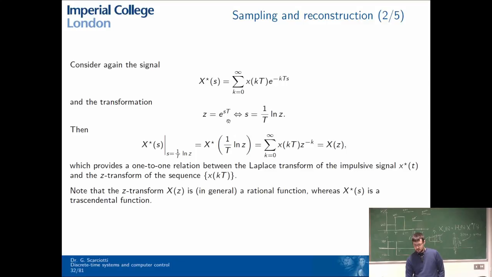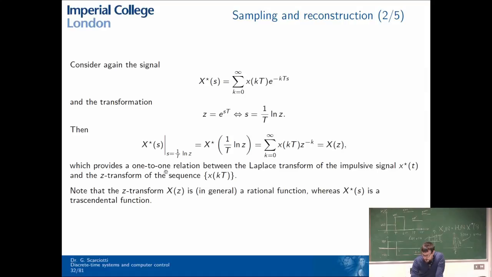So if Z is equal to e power S capital T, this means that S is equal to 1 over T natural logarithm of Z. So we have just inverted this expression. Now we take X star of S and we replace S with this expression. We get X star of 1 over T logarithm of Z, and this is equal, just replacing the S over here, to this, and this is actually X of Z. So we see that X star of S is in one-to-one relation with the Z transform, X of Z.